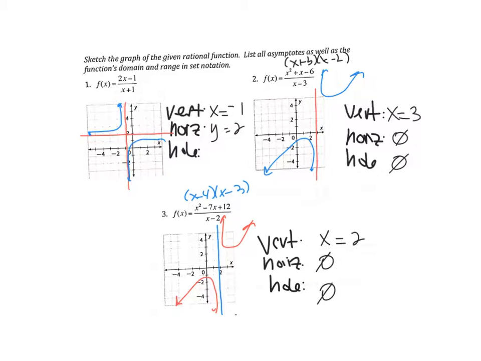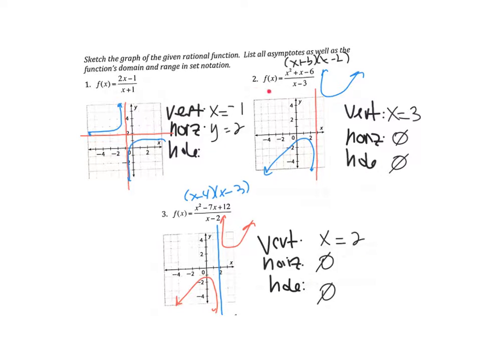So number 1, I'm looking at number 1 right here. And what makes the bottom 0 is -1. So don't forget your x equals -1. Horizontal, leading over leading, y equals 2. Punch it, draw your lines, draw your asymptotes, and check your calculator for the curve.